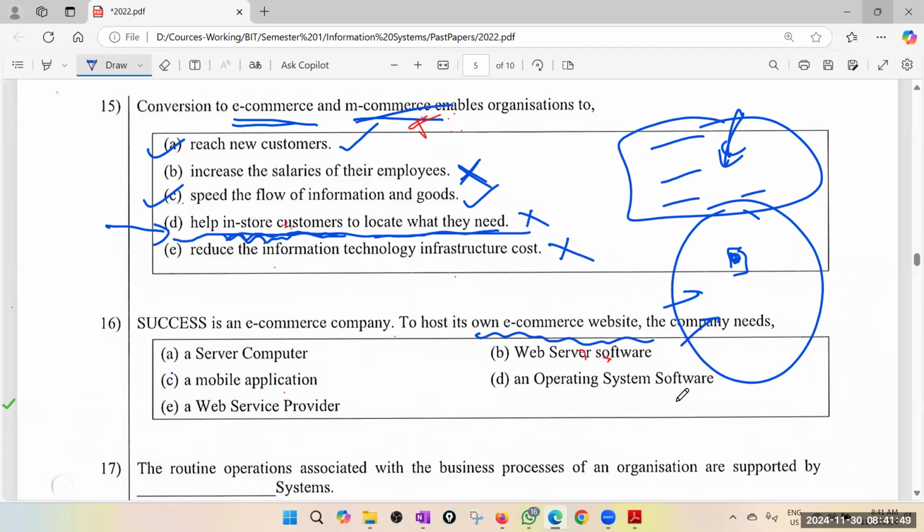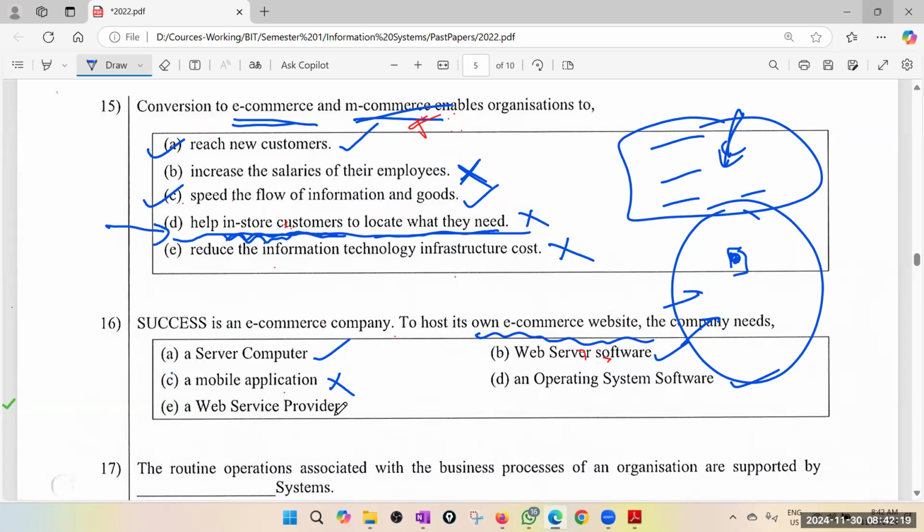Let's say they want to host by their own, or maybe we'll keep it open. Either way, if they are going to host by their own, yes, they need a server computer. They need web server software. Mobile application, no, because it's an e-commerce website. Operating system, yes, of course, if you go for a computer, you need an operating system.